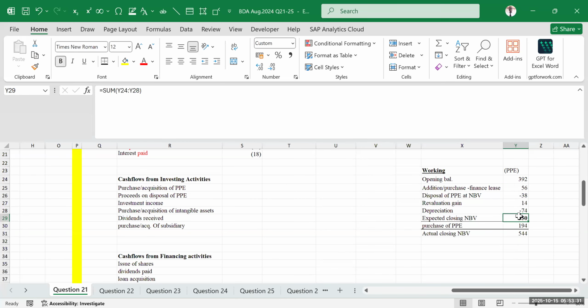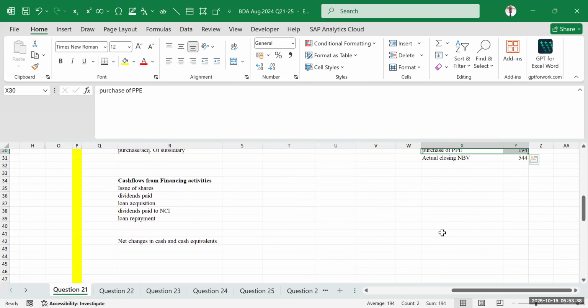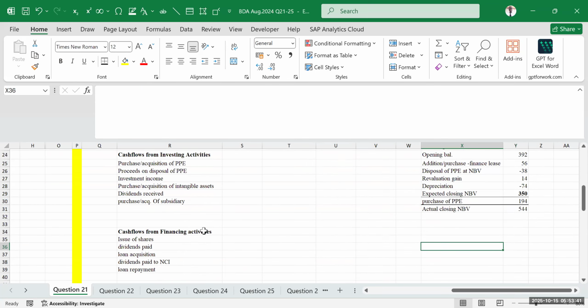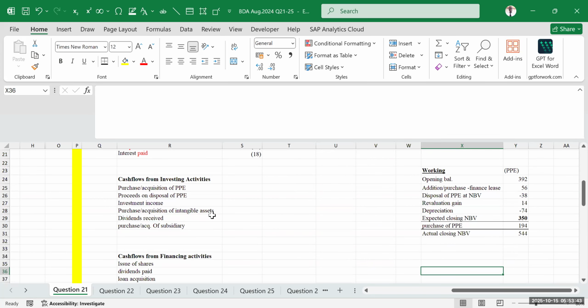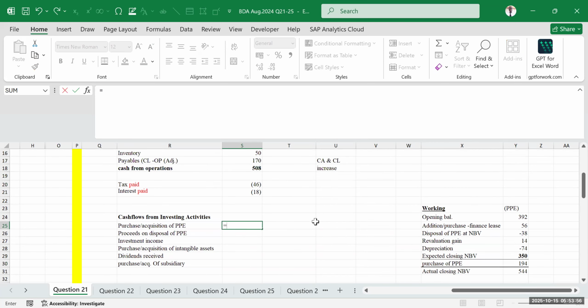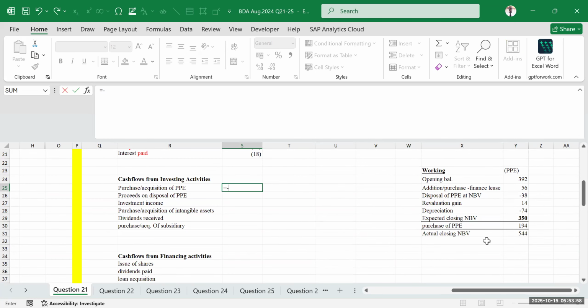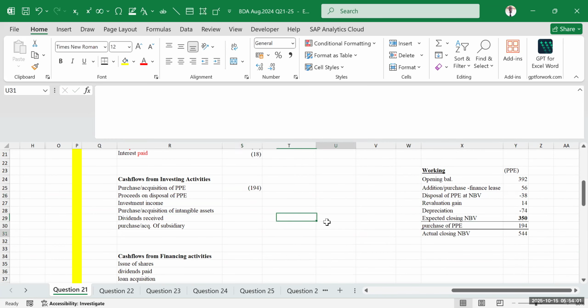So we are comparing this value of 350, which is the opening and adjustments, with the closing. The difference represents what was purchased for PPE. So why don't we come to our purchase or acquisition of PPE, and recognize that value, because when you buy, you spend money. So that purchase will come as a negative 194 like that. Members, I hope we are together. It will come as 194.